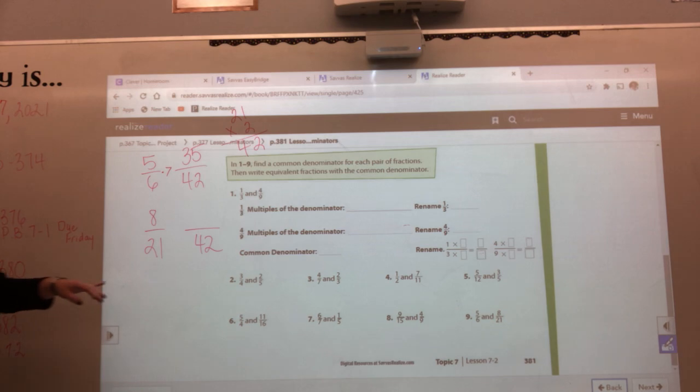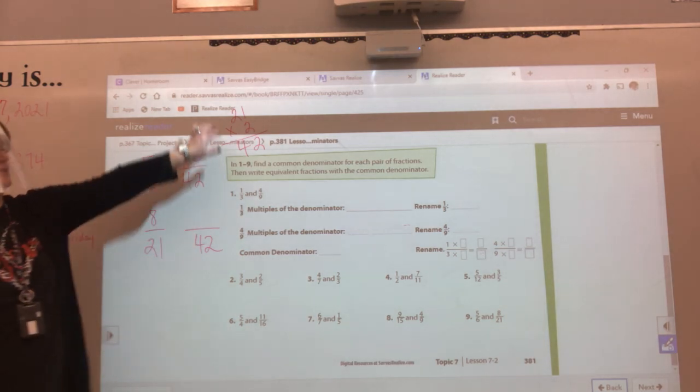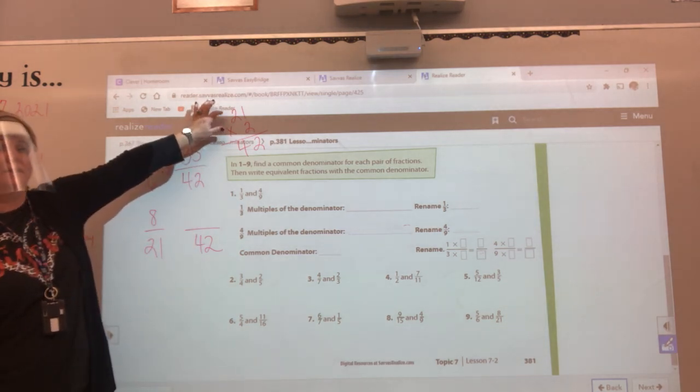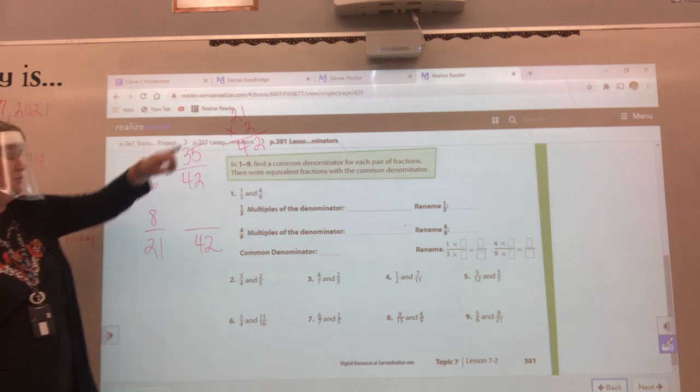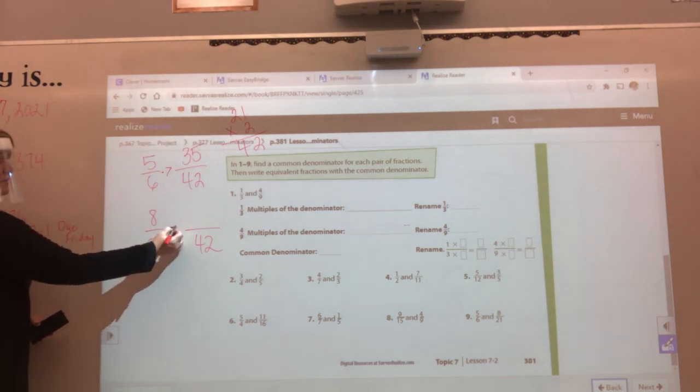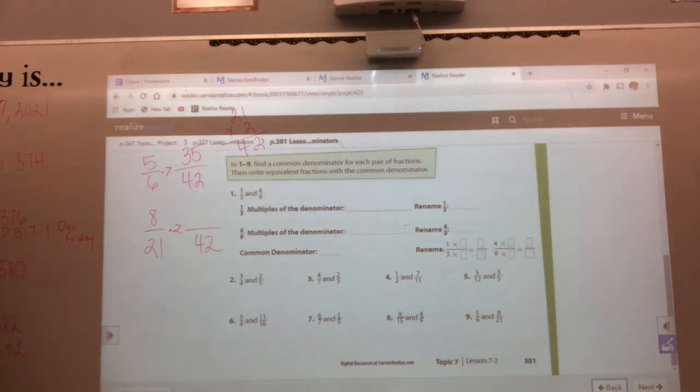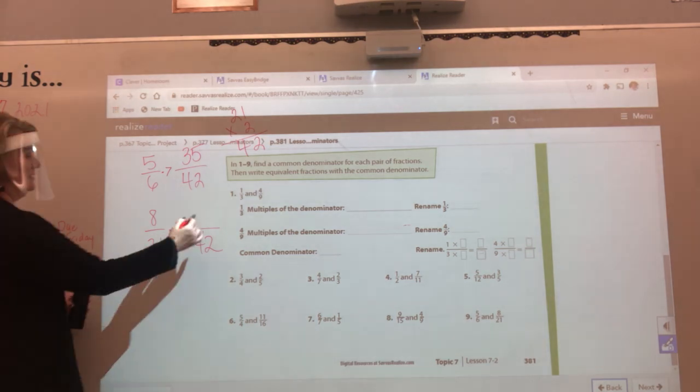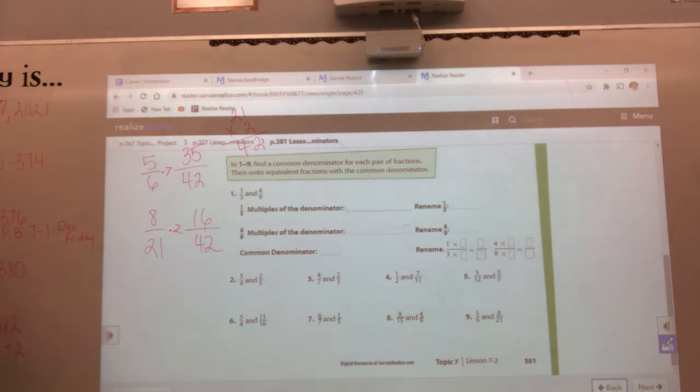Now we're on the bottom. How do we go from 21 to 42? What did we just multiply by to get 42? Times 2. So put a times 2 right there in the middle. And if we multiply the bottom times 2, we got to multiply the top times 2. So what's 8 times 2? 16. There's your answers: 35 over 42, 16 over 42.